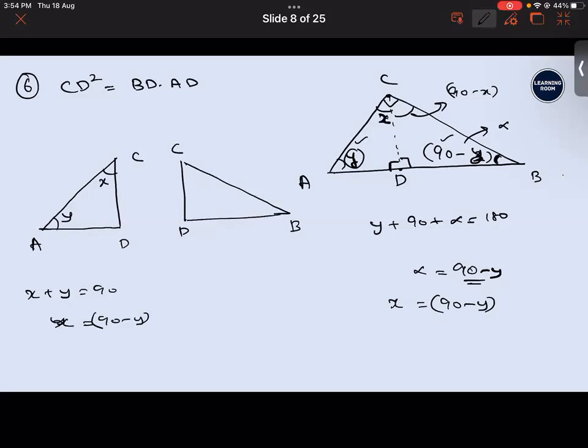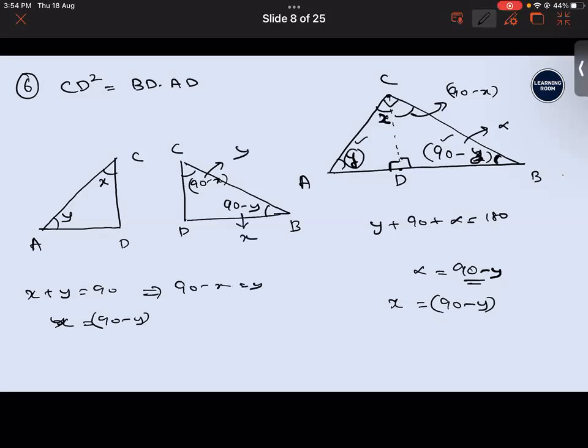Is it clear? What I'm actually trying to do is convert everything in terms of x only. I'll solve the problem in two ways and show it to you. Whichever is easy, you can pick it up. Is it clear till this step? In a similar way, how much is this angle? 90 minus y. Then how much is this angle? 90 minus x. So what is 90 minus x? 90 minus x is y. 90 minus y is x.